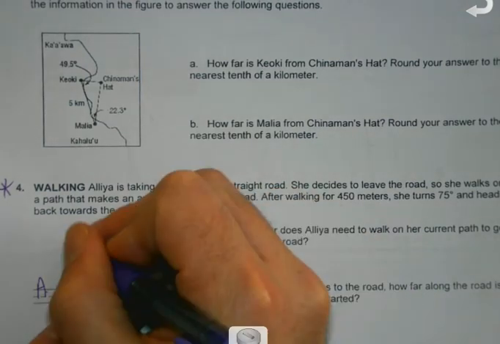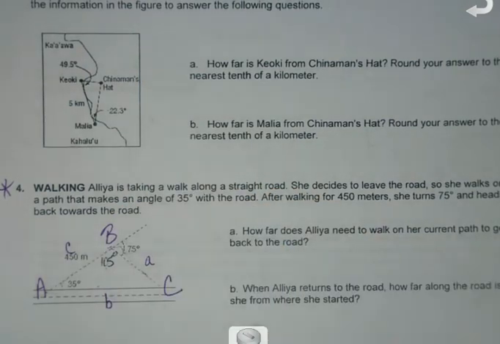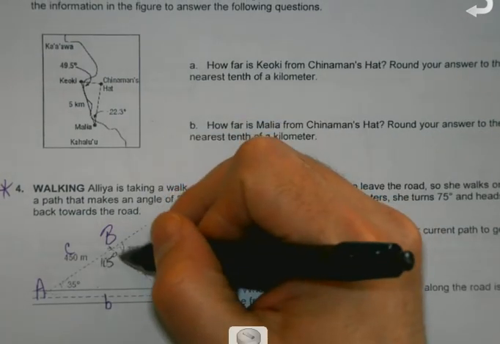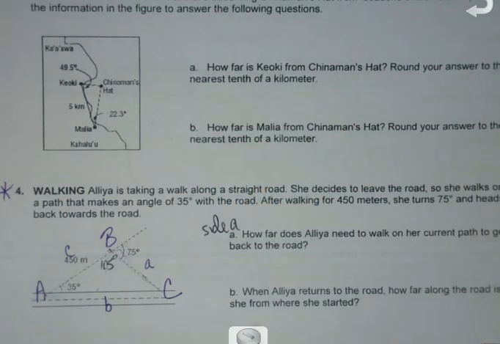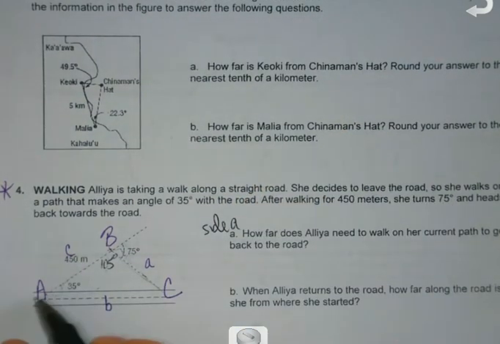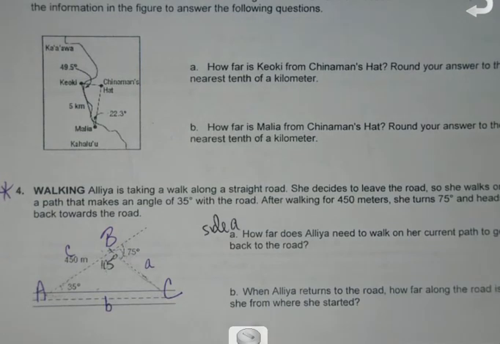So when you're doing this, you've got something that goes along with the formulas that you have. Now again, if you would change the letters around, you'd solve for a different letter, but the work would be the same. So how far does Aaliyah need to walk in her current path to get back to the road? In other words, we need to find side A.